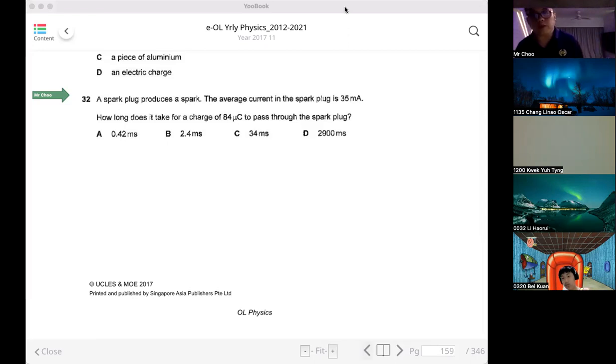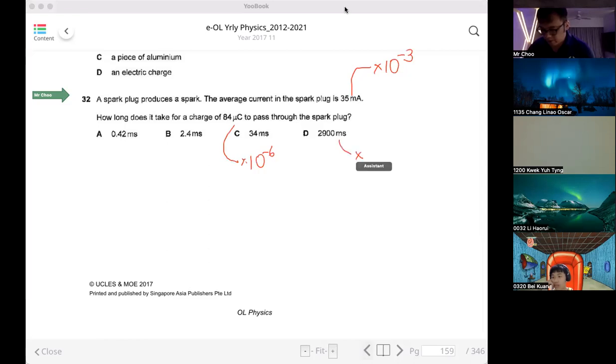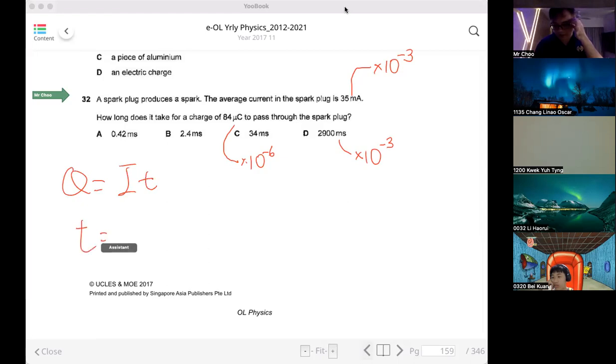So this topic involves prefixes. Do you need me to revise? Milli means times 10 to the power minus 3. Micro means times 10 to the power minus 6. Then the answer here is all in milli, which is times 10 to the power minus 3. Okay, so you all remember Q is it. So time is Q over I. So can you all complete the working?